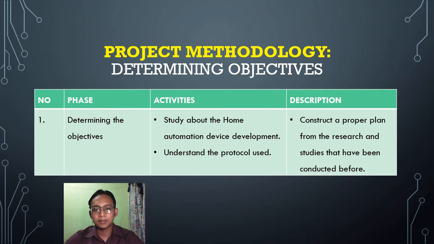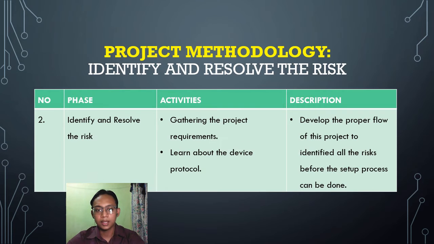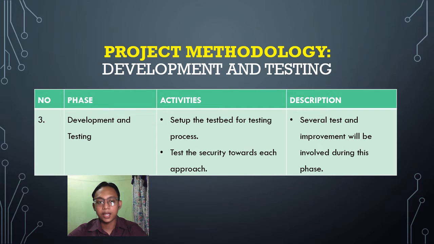Next is the project methodology phases. Starting from determining the objective, I will study home automation device development and understand the protocol used during this phase, using several research papers and the internet as sources. Next, I will identify and resolve the risk. I will gather all the requirements and learn about the device connection protocol. And the last phase is development and testing.